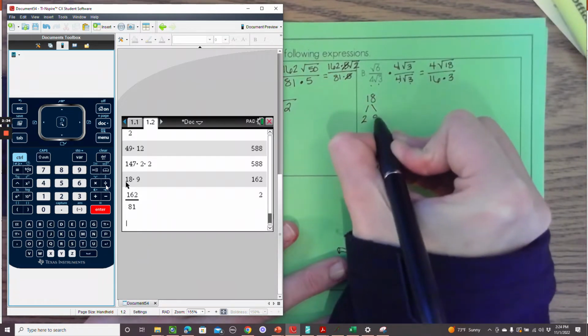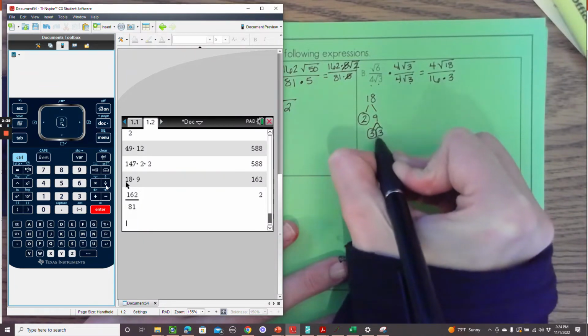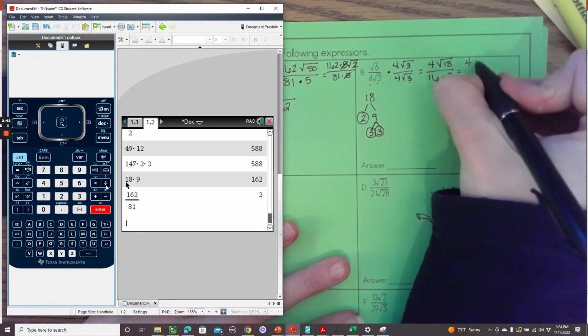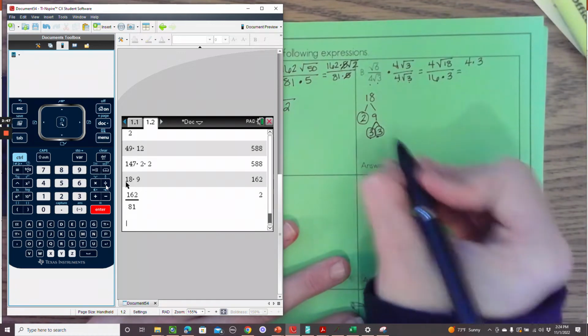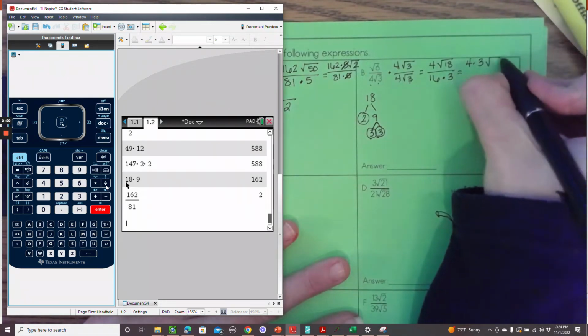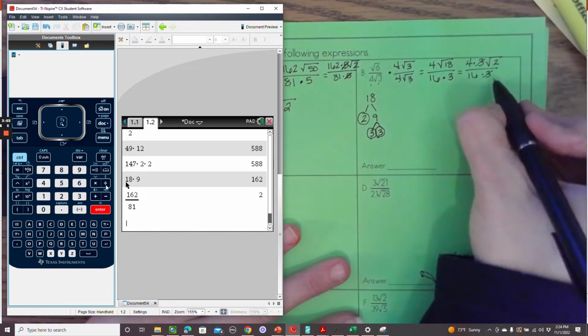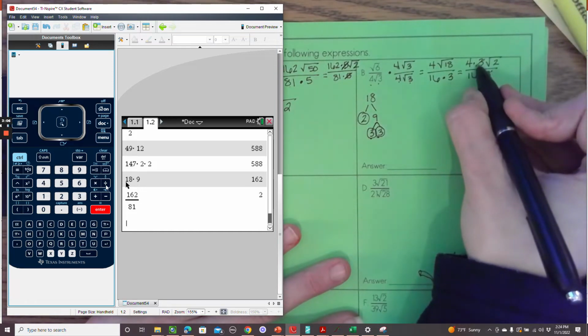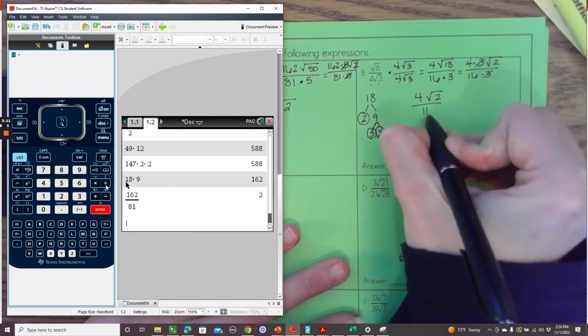18 is 2 times 9. 2 is prime. 9 is 3 times 3. So I've got the 4 on top. This will make a 3 squared, which means I can pull a 3 out of the radical, and then 2 is left. Now again, I can kind of take care of a little business here before we go any further. This 3 and this 3 cancel. Oops, sorry. So 16 times 3 on the bottom, this 3 and this 3 is going to cancel. So now what I have is 4 times the square root of 2 over 16.